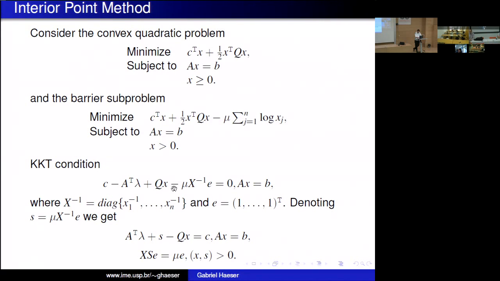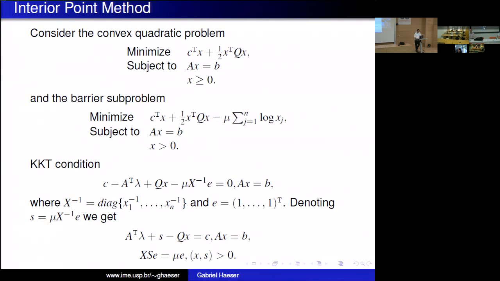So what we do, we call this term S. So we can rewrite this in this form, A transpose lambda plus S. Everything is here, and this equality, if I call capital S the matrix where the diagonal is the vector S, you can rewrite this as this. And X and S should be positive. This is what I get if I want to solve this problem.